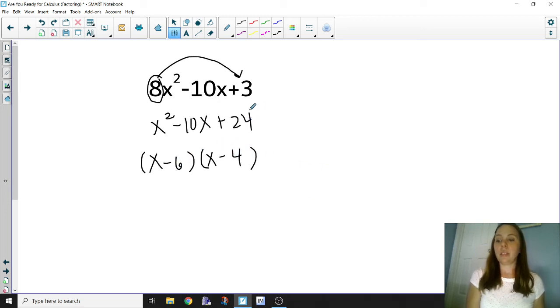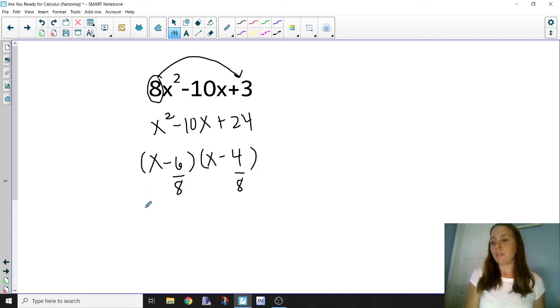Negative 6 times negative 4 is positive 24. Negative 6 plus negative 4 is negative 10. Okay, that's not my final answer, though, because remember, I moved this coefficient of 8 over here. So what I now need to do is divide these two numbers in the back by that coefficient of 8.